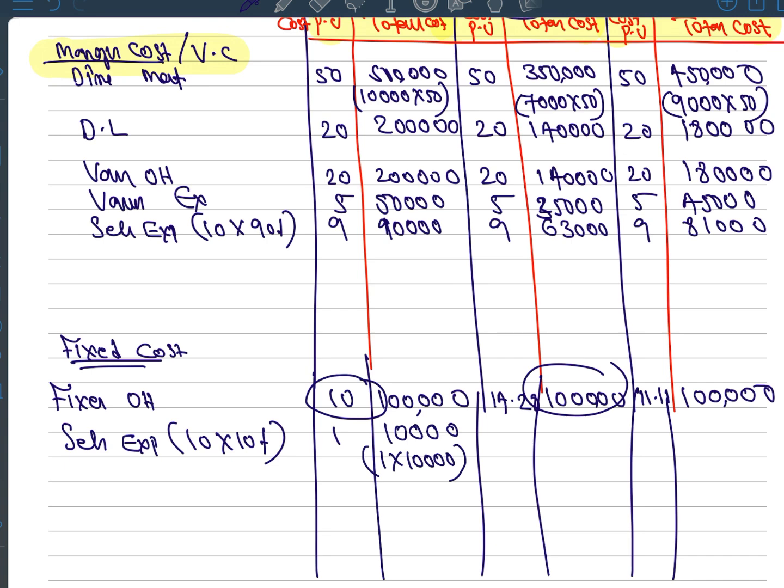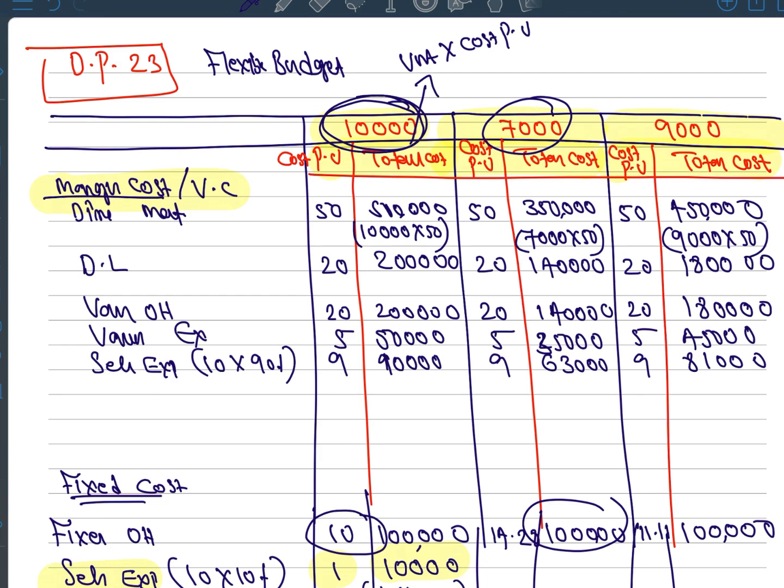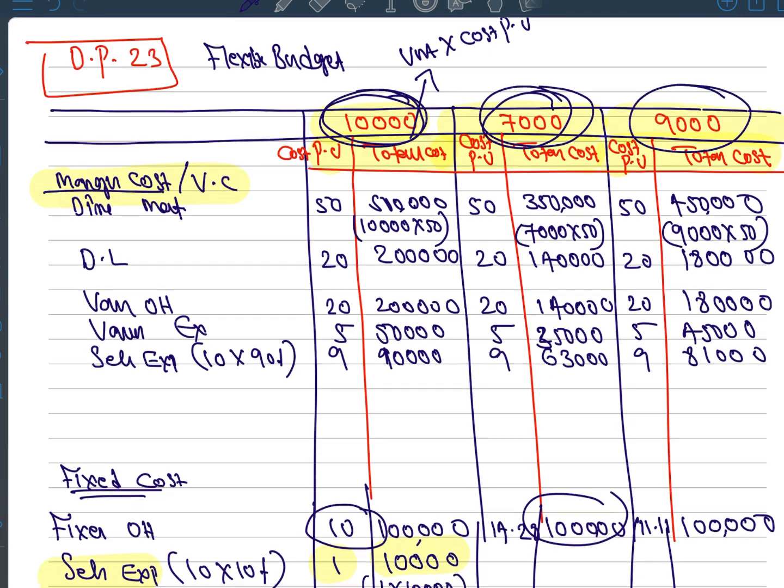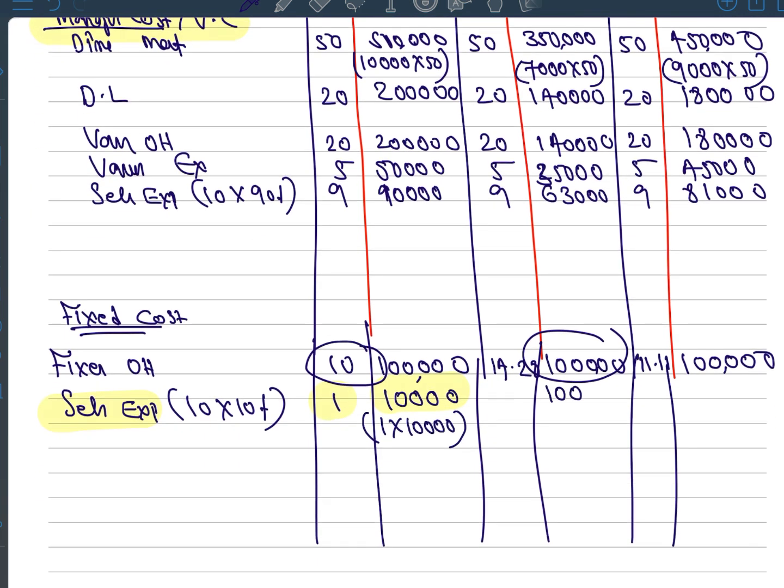Many times I am repeating that: we can't say fixed cost in per unit. Suppose this is the salary of the salesman. This is fixed. Then how we got it: 10,000 rupees divided by 10,000 unit. So whether we sold 10,000, 7,000 or 9,000, the fixed cost remained unchanged. So we have to fill the total column first.